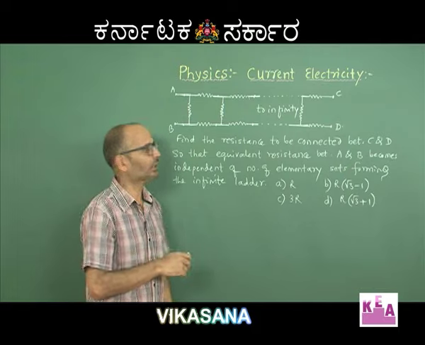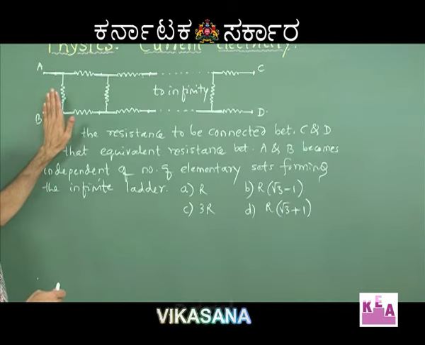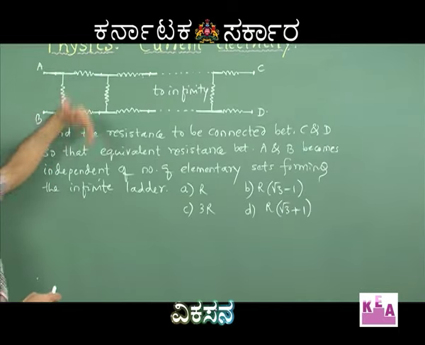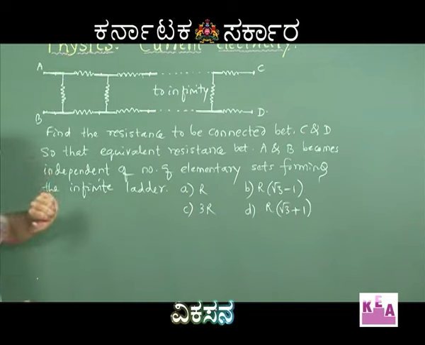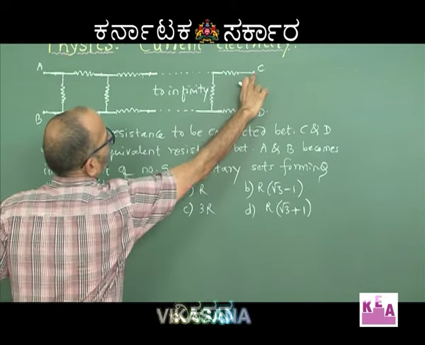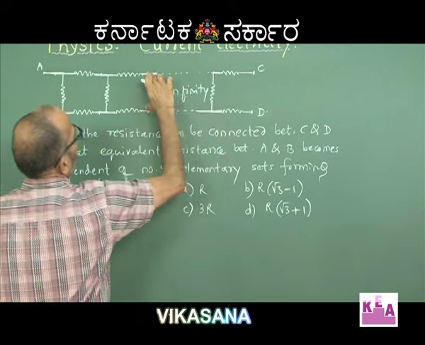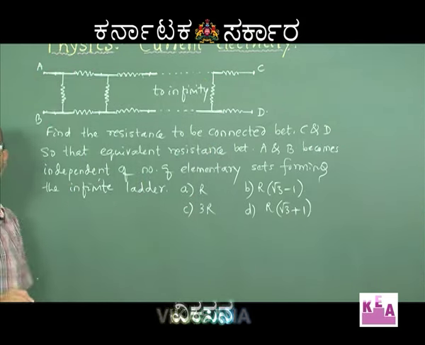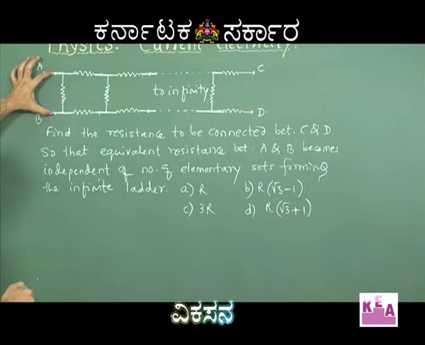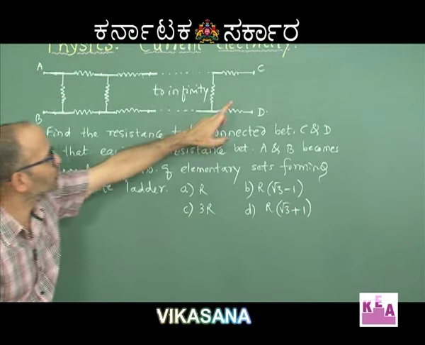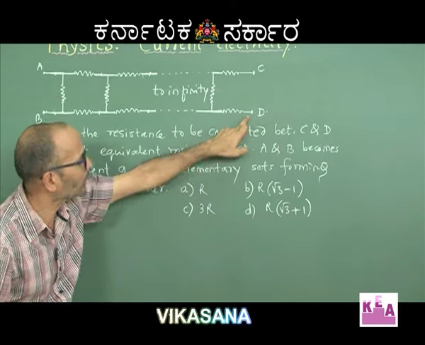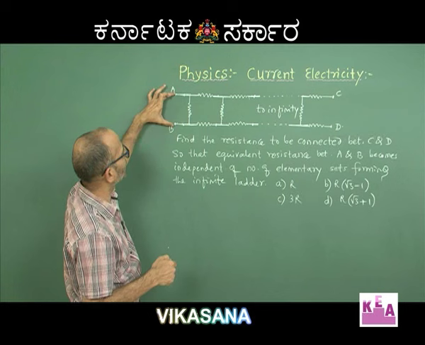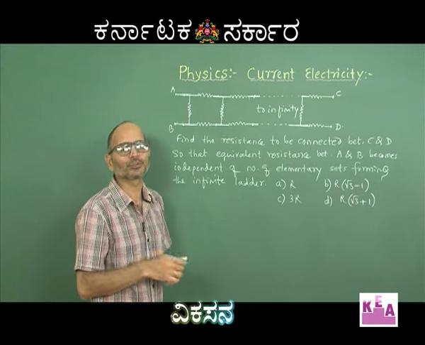I hope I made my point clear. See, he wants the equivalent resistance between A and B to be independent of the number of elementary sets. So, whether I connect that X here or here or here, the answer should be the same. But having connected that X here makes the equivalent resistance between A and B as X itself. So, whatever resistance you are planning to connect between C and D will be the equivalent resistance between A and B also, is what I want to say.